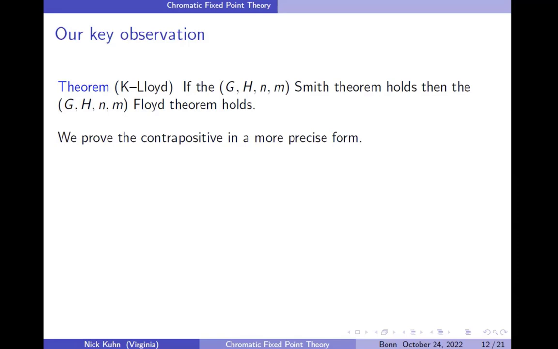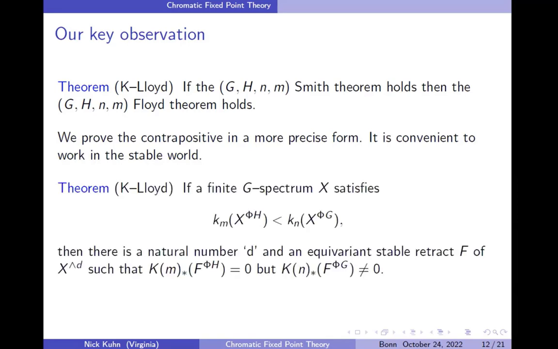Prove the contrapositive, in a more precise form. It's also convenient, as we'll see, to work in the stable world. I don't really need to, but it's a little easier to say things. So here it is. Suppose you have a finite G spectrum, and we're trying to show the contrapositive.